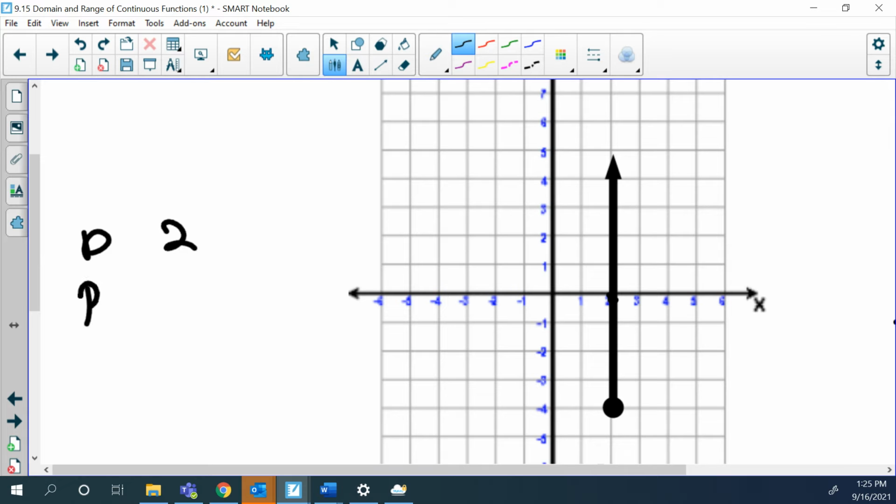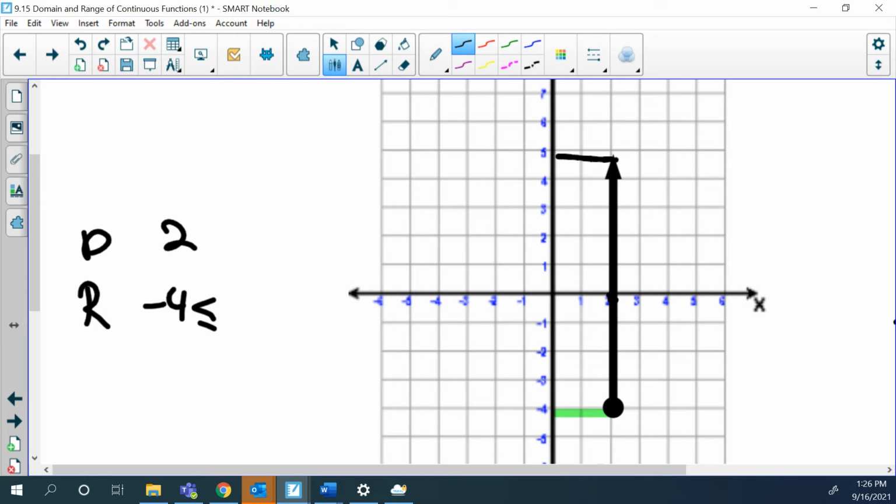The range now, again, we're going to start at the bottom. And so the lowest point is here. I come across, that is -4. All right? It's a closed circle, so I'm going to use less than or equal to. Let's go to the top now. Is there a highest point on this graph? Not really. It's an arrow.